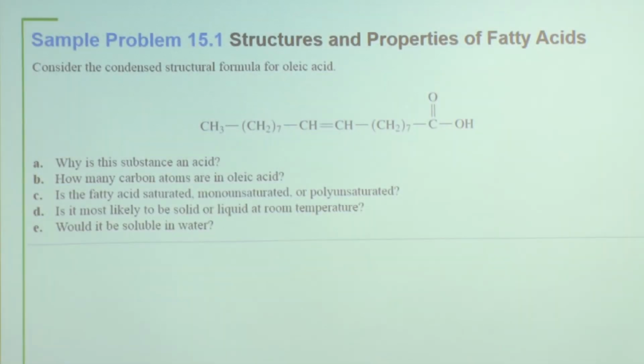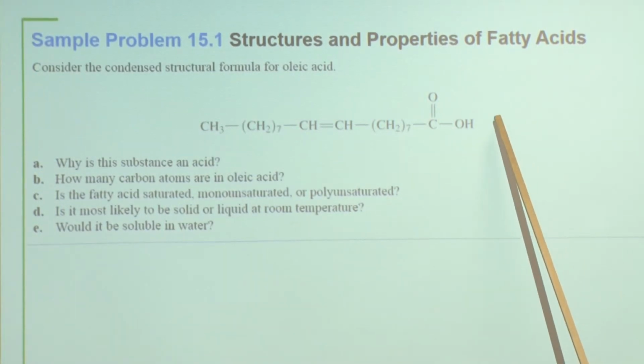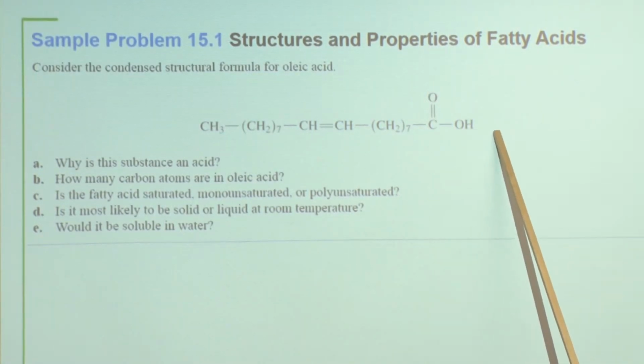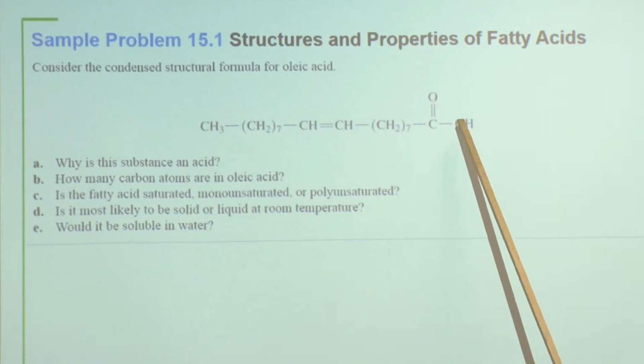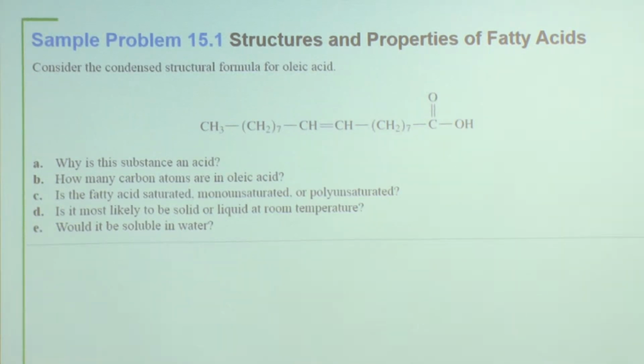Chapter 15 review. So we are looking at a particular formula and we have to answer all these questions. Why is this substance an acid? I'm looking at the carboxylic functional group. This is the functional group that will ID the compound here. We call this an acid because of the carboxylic group.